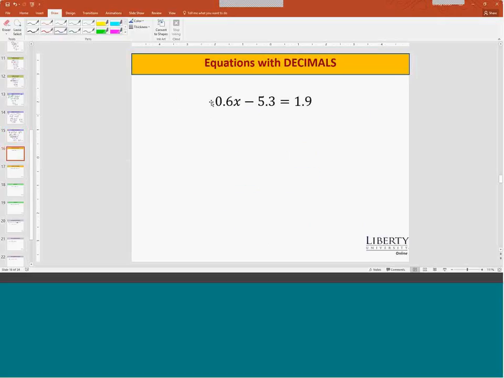Now let's switch gears and talk about equations with decimals. Once again, just like fractions, you can choose to solve as usual when you're working with decimals. However, I don't really care for decimals.